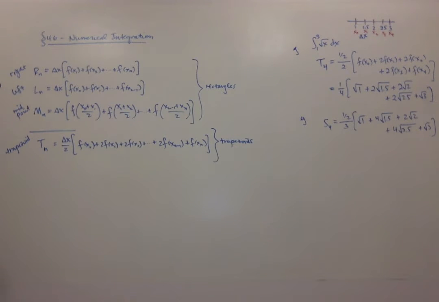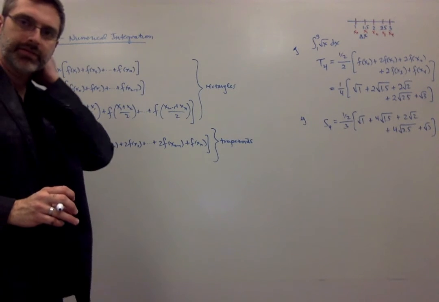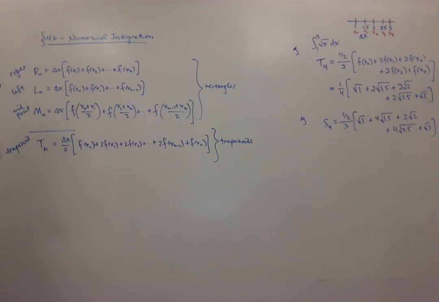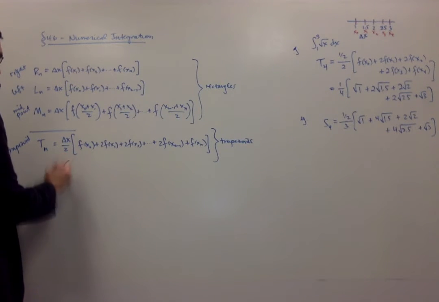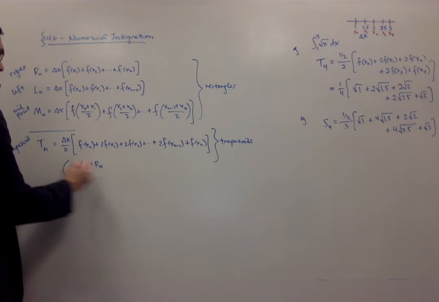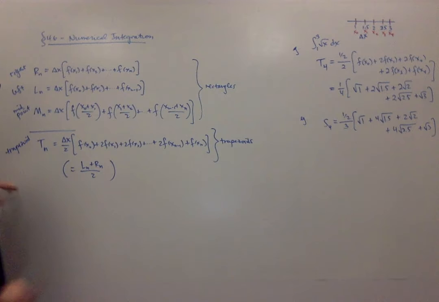One thing that's very interesting, you may want to think about this. I'm not going to ask you to prove this, but it's not that hard. The trapezoid rule is actually the average of the left endpoint and the right endpoint rules. So if you take the left endpoint and the right endpoint rules and you average them, you actually get the trapezoid rule, which is interesting and also can save you some time if I ask you to compute all of these.